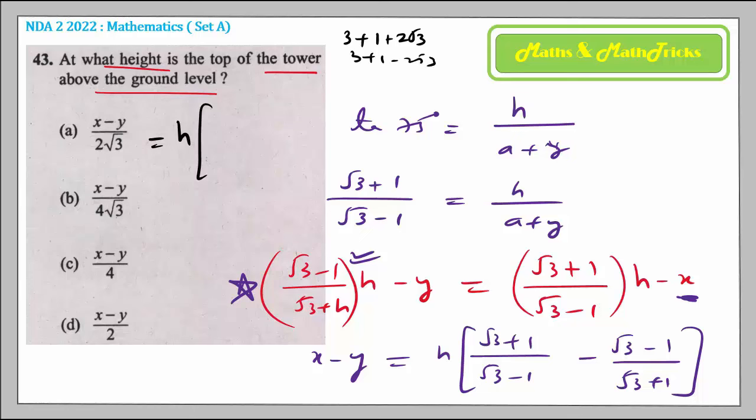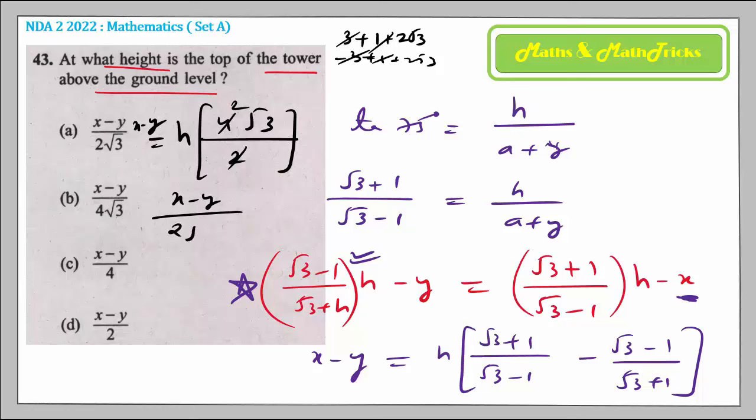and root 3 minus 1 square will be 3 plus 1 minus 2 root 3. Right. So what is happening is that this minus and this plus, so 3 and 1 get cancelled, 2 root 3 twice, total 4 root 3 you will get in the numerator. And the denominator is root 3 minus 1 into root 3 plus 1. Identity a plus b into a minus b, so it's a square minus b square. So 3 minus 1, that is 2. So you can see that you have got x minus y is equals to h into that. So then the 2s cancel, so x minus y upon 2 root 3 is becoming the value of h.